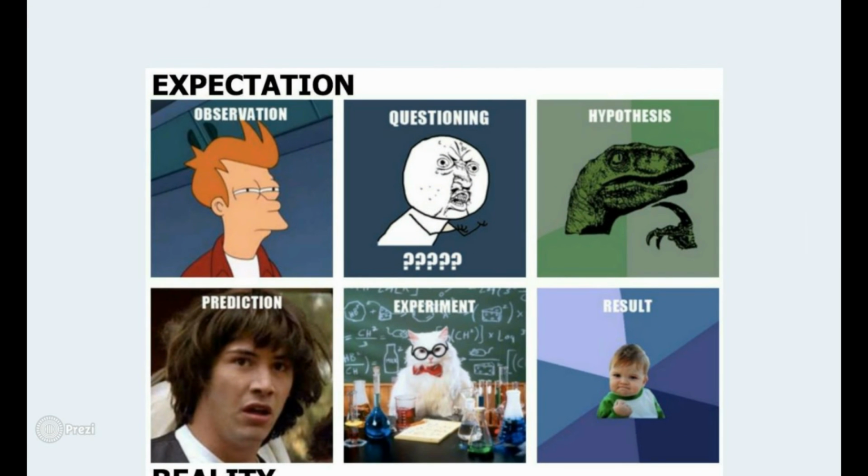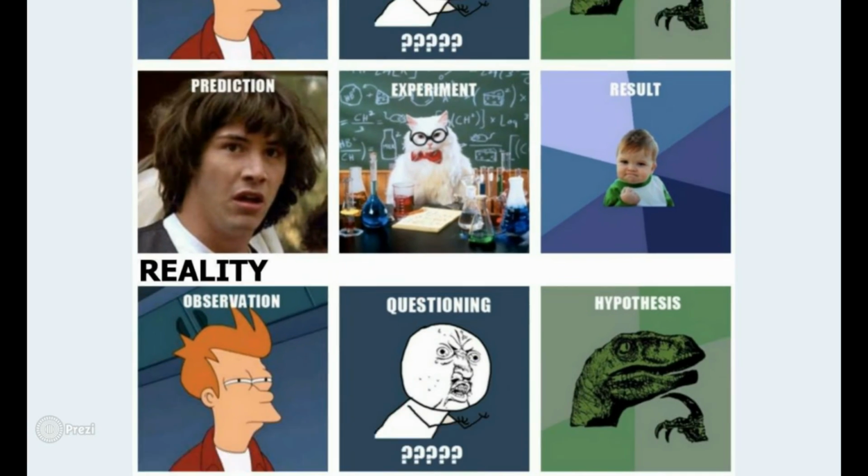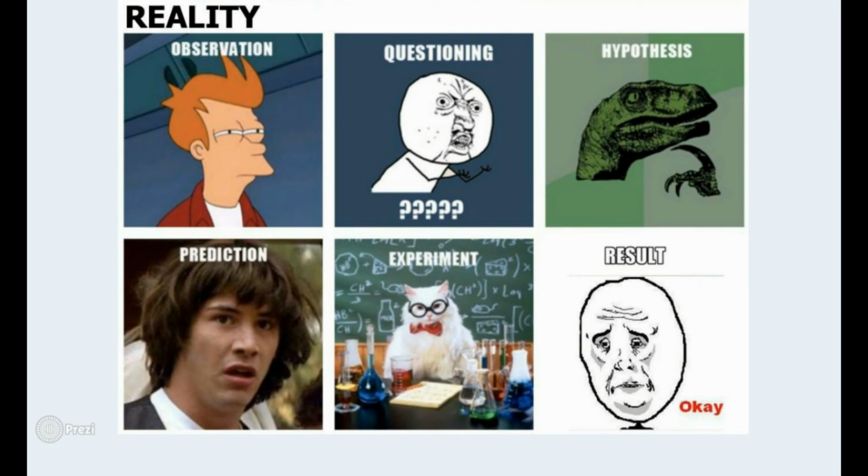When you get into lab on Wednesday, you're going to be doing this. You're going to have an expectation, an observation. You're going to question everything. You're going to have your hypothesis. You're going to predict. And then you're going to do your experiment. And then you're going to get your results. And you're going to be like, yes, A+. In science, it usually doesn't work out this way. The first 5 happen. And then you get this result.